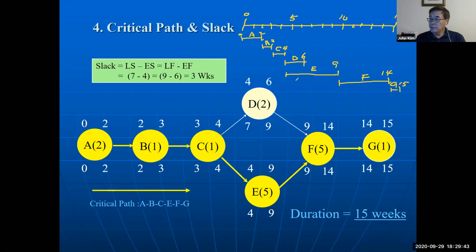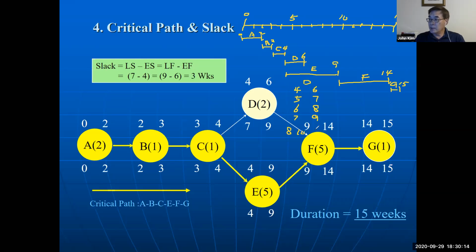Activity D starts in week 4, and then it needs 2 weeks. So if it starts in week 4, then it finishes in week 6. If D starts in week 5, then it finishes in 7; 6 and 8; 7 and 9. If it starts in 8, then it finishes in 10.